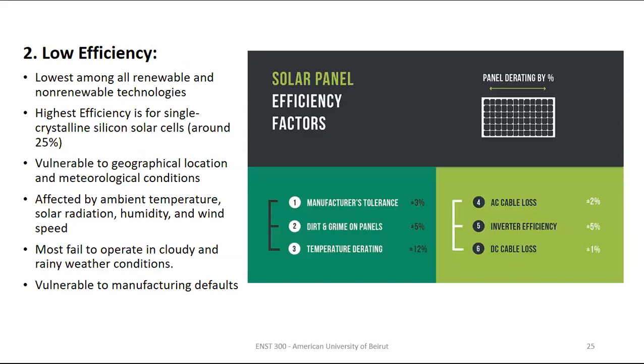Another concern is the low efficiency and low performance, which depends mostly on solar panels. Efficiency of PV systems is the lowest among all renewable and non-renewable technologies. For example, the single crystalline silicon solar cells, which have the highest efficiency, exceed 25%. Another concern is the vulnerability to geographical locations and to meteorological conditions, unlike the fossil fuel technologies that are constant. Many environmental factors affect them, such as the ambient temperature, the solar radiation, the humidity, and the wind speed, and most fail to operate in cloudy and rainy weather conditions. They are also very sensitive to manufacturing defects.